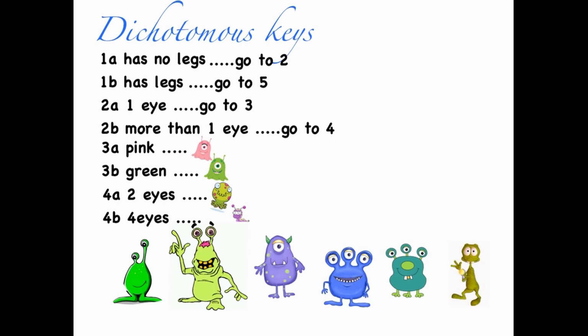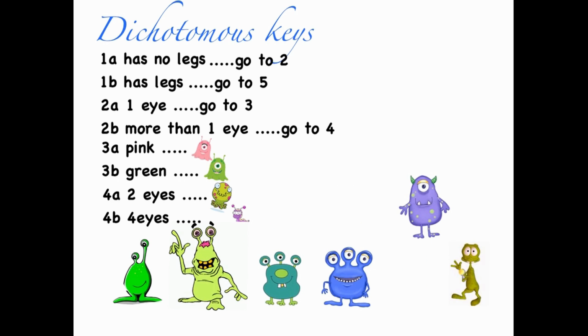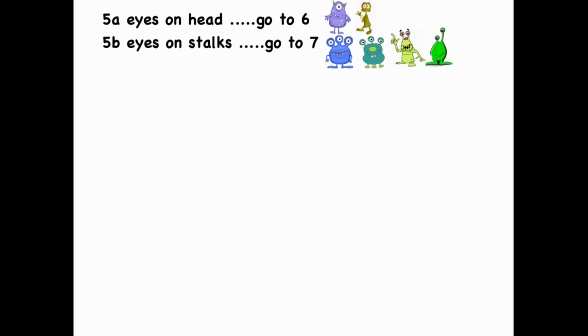I can do it in lots of different ways, but I think I'm going to look at eyes on stalks versus eyes that are not on stalks. So I now have them divided into 2 groups. I'll go to 6 to further identify these. There's 2 here, 2 minus 1 is 1, so I need to go 1 further to identify all of these. So let's start at 6.